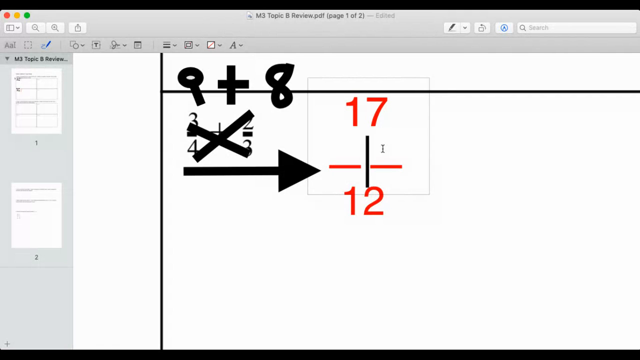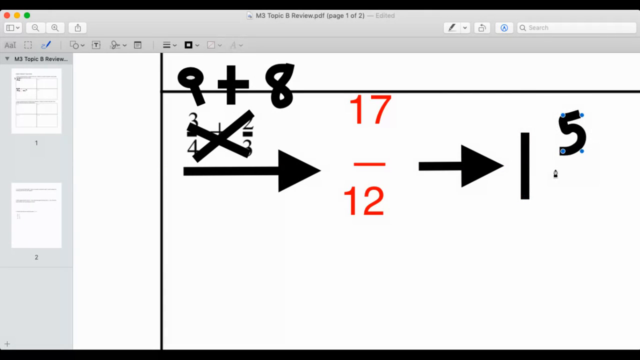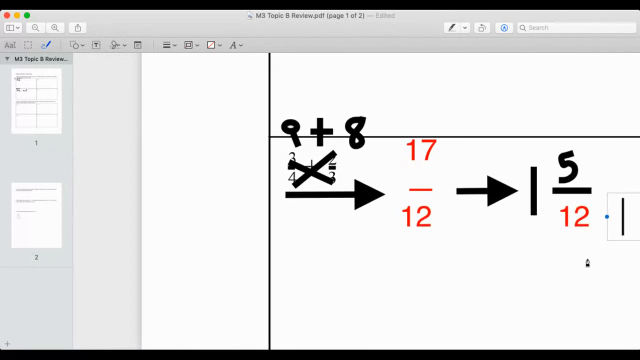However, I notice immediately that this is a fraction greater than 1, and I should not, as a 5th grader, be leaving my answer as a fraction greater than 1. I need to turn it into a mixed number. So to do that, if you remember from the last video, we're going to ask ourselves, how many 12s can we make out of 17? We can make 1. How many pieces will be left over? There will be 5 pieces left over. And each piece is what size? It's the size of a 12. And that's how we would do that one.